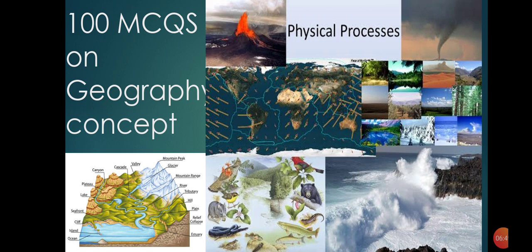Question number 9. Bagasse, a byproduct of sugar manufacturing industry, is used for the production of dash. Answer is paper.